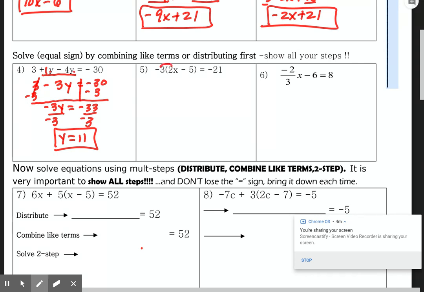Number 5, we're going to hippity-hoppity, distributive property. So -3 times 2x is -6x. -3 times -5 is positive 15. And that's equal to -21. We don't have anything to combine. So I'm going to go ahead and draw a line down through the equal sign.